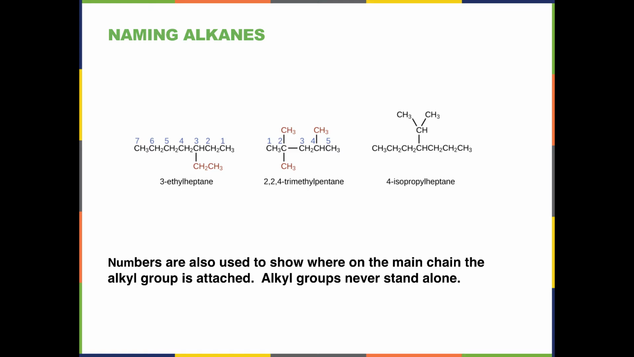Numbers are also used to show where on the main chain the alkyl group is attached. Alkyl groups never stand alone. So, as with the first example we named, we used the number 4 to show that the propyl was attached to the 4th carbon on the octane. So numbers are used to do that.